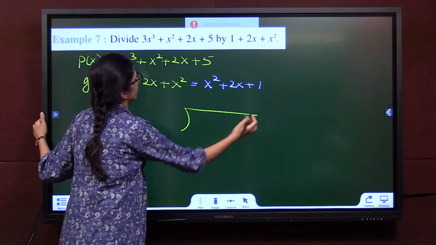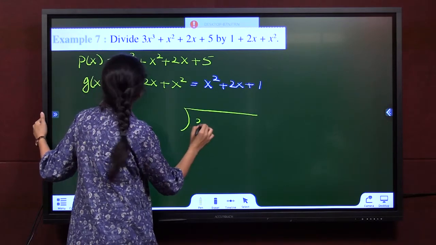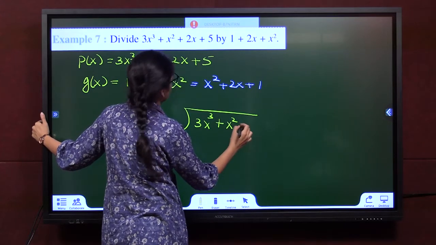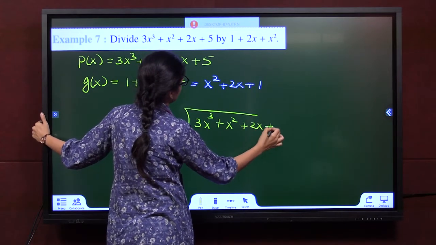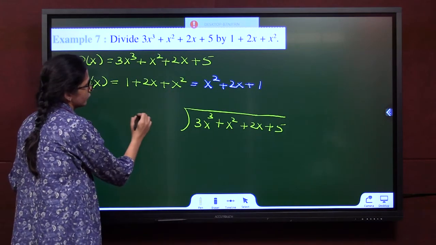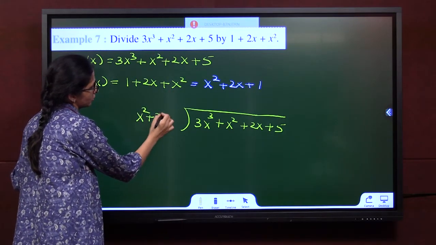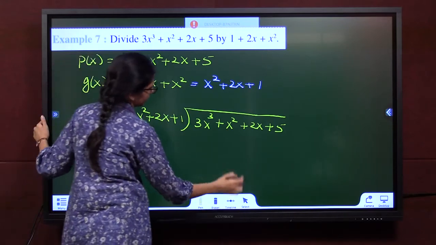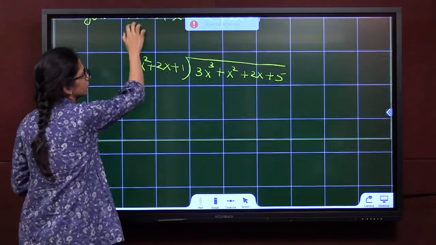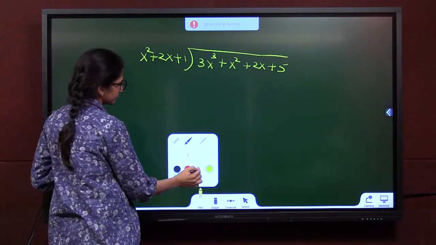So write down 3x power 3 plus x square plus 2x plus 5. Here you have x square plus 2x plus 1. Let's begin.